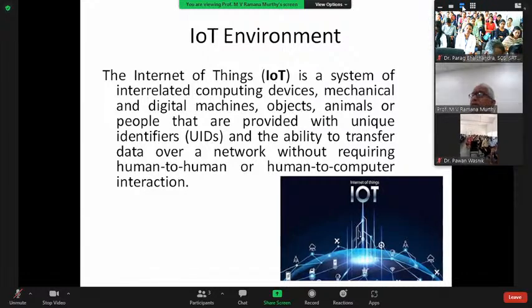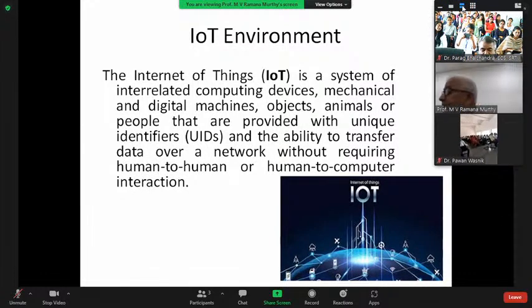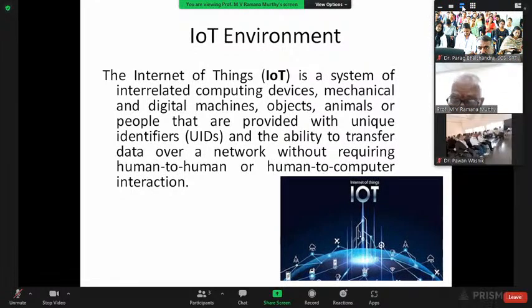Now, IoT, basically, is a system of interconnected computing devices, mechanical, electrical, digital machines and objects, animals, or people that are provided with a unique identity, which we call a UID, and the ability to transfer data over a network without requiring the involvement of any human being or human-to-computer interaction. So this is what we have.